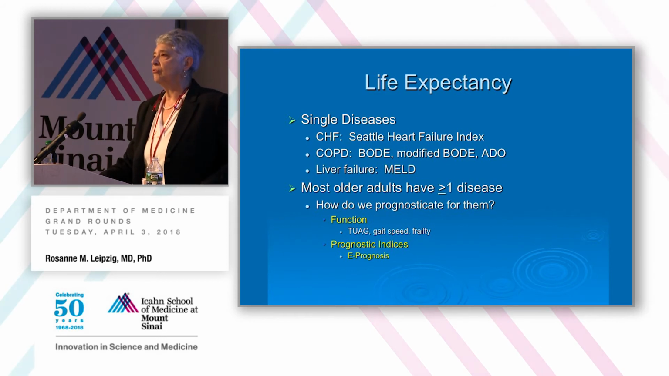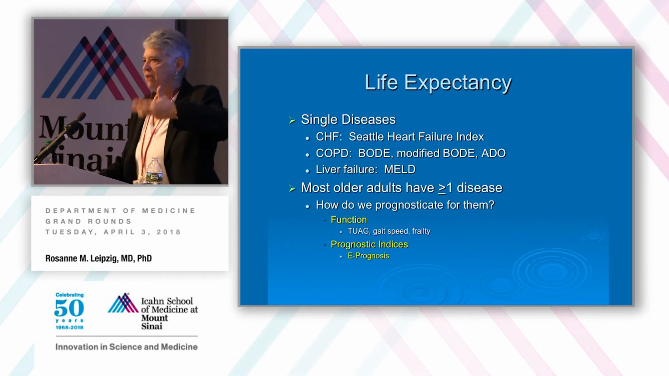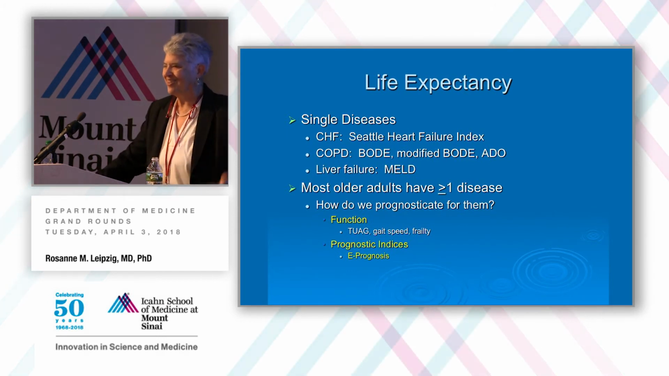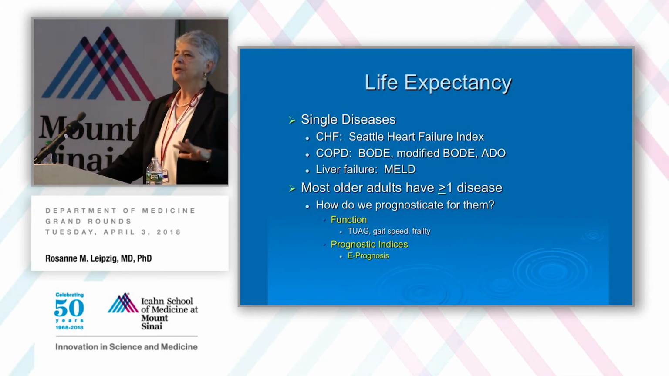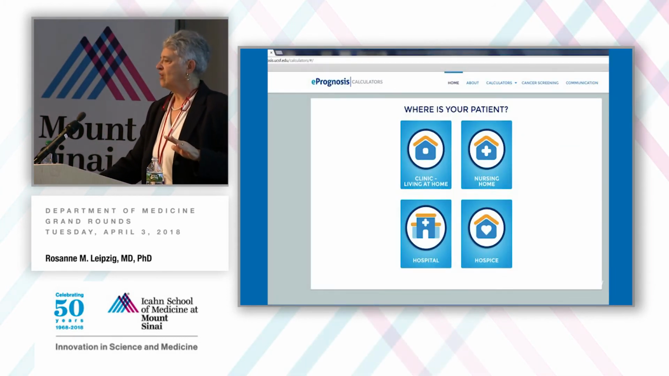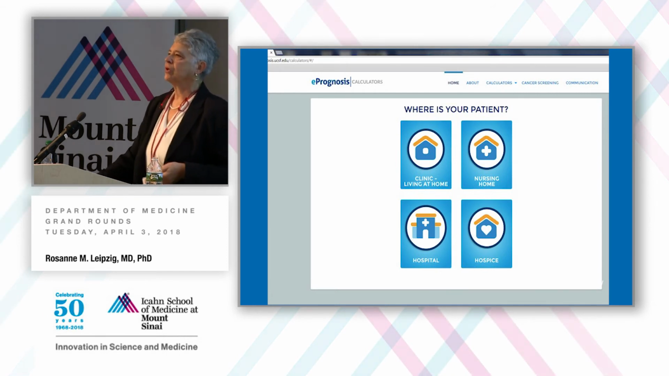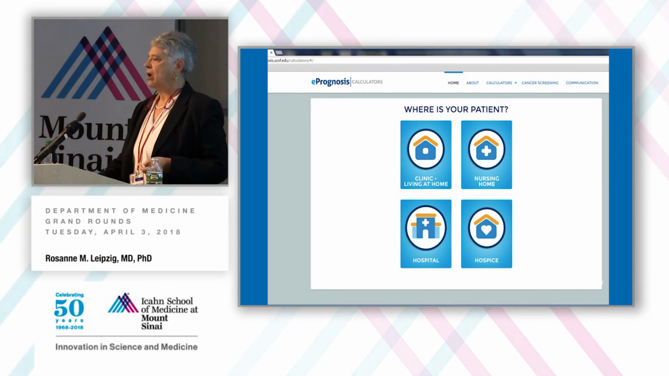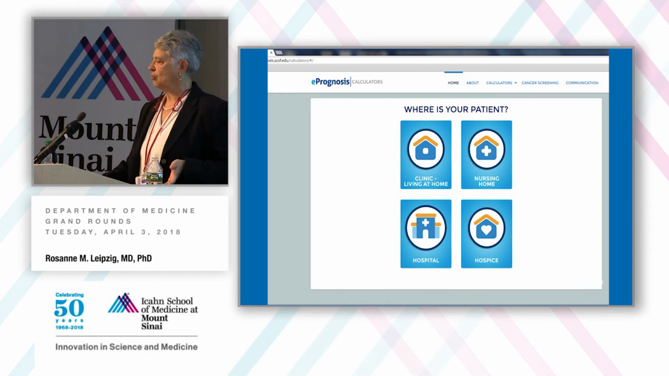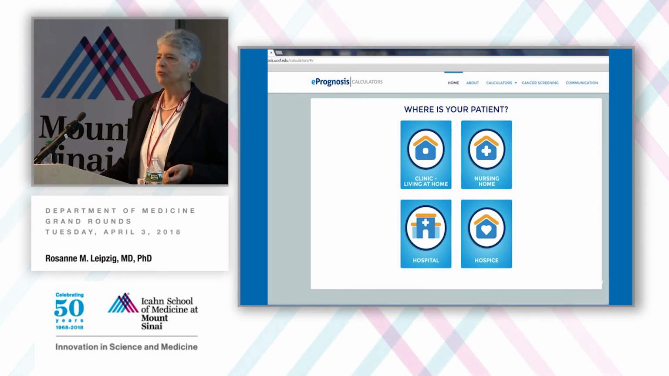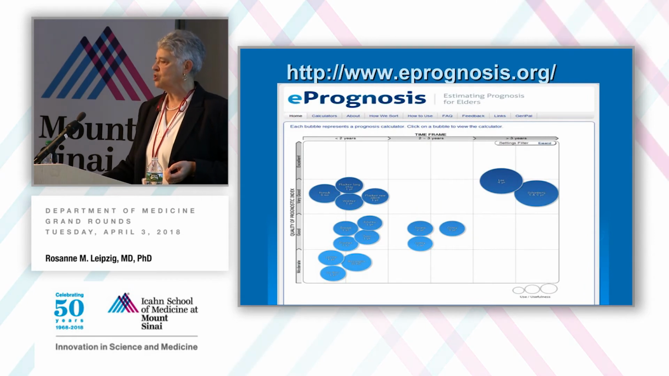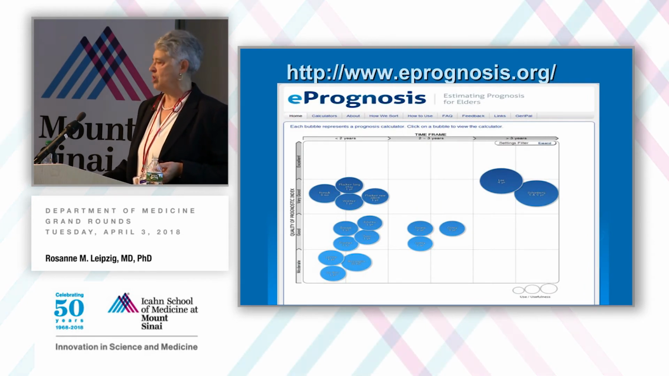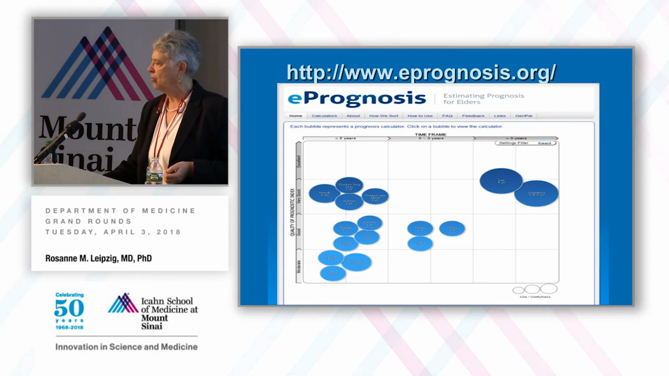One version is on your phone, and they keep tweaking that, so I'm not sure what the current version is. The one on the computer looks like this, and this is put out by the University of California at San Francisco. It asks, where is your patient? Because the algorithms differ depending on where your patient is. It shows you how good each algorithm is. This was a JAMA paper several years ago, so it gives you that information.